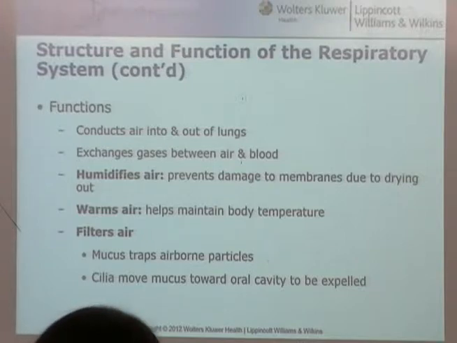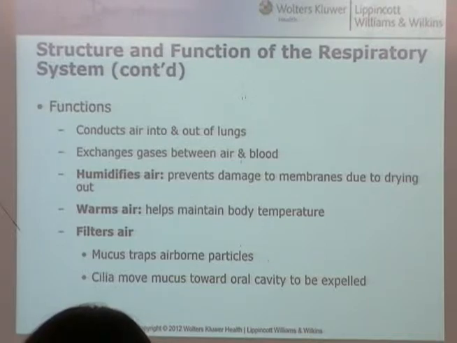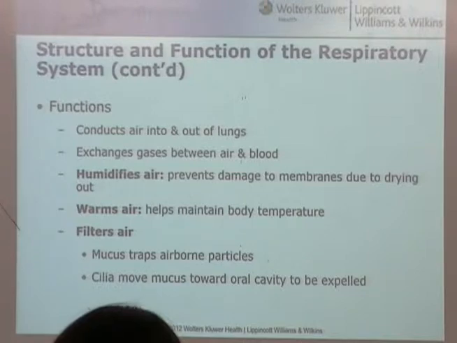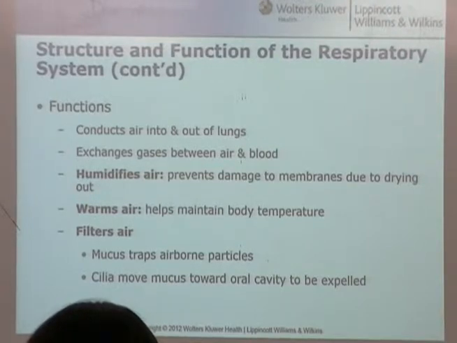mucus is produced, and that mucus traps airborne particles. That's particularly important if we are living in a polluted environment. So if you're in the middle of a city, or if you are living by a cotton field or somewhere where they're spraying. The cilia inside the lungs move mucus up towards the mouth to get expelled. So some of it evaporates, some of it we swallow, some of it comes up to our nose and we blow our nose. And any particles that get missed by the mucus hopefully are engulfed by macrophages, which are one of the immune-fighting cells.